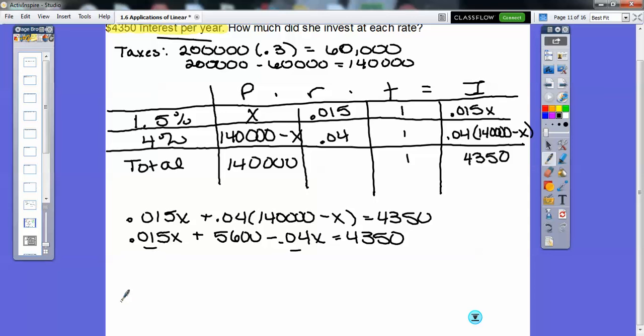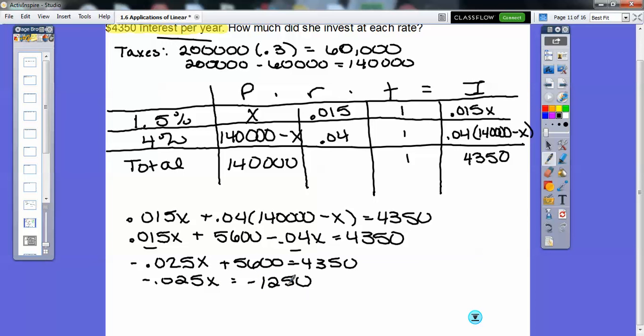All right, 0.015 minus 0.04. Negative 0.025. Okay, subtract over your 5,600. Divide. What do you get?